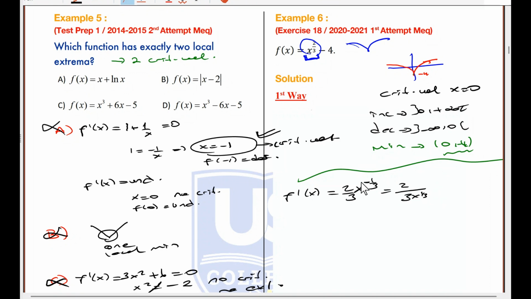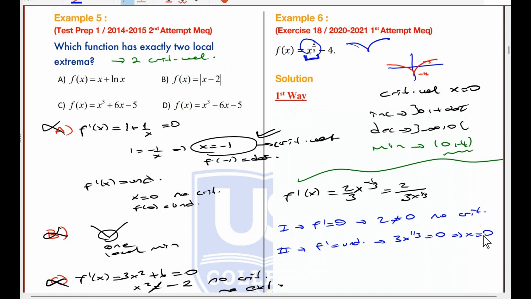So this is the derivative. So we have two cases. First case, the derivative being equal to 0, then the top is equal to 0, which is impossible. So there is no critical value from this condition. Second condition, the derivative being undefined, which means the denominator is equal to 0. In this case, x is equal to 0. So is this number our critical value? We have to check if it makes the original function defined.